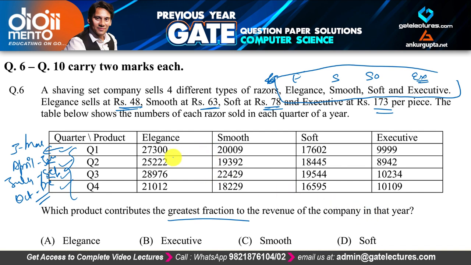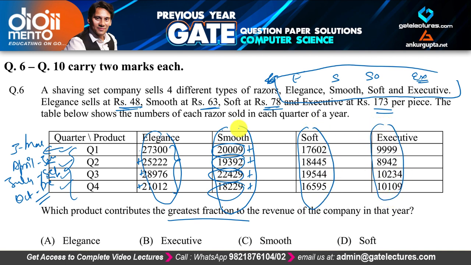So you can see this is the total sales of Elegant. So this plus this plus this plus this, so total sales. The total sales of Smooth will be this plus this plus this plus this. So you have to find the addition of these in this manner, that is in vertical manner. So you can find out the addition of this. And now if you want to find the sales of this, so you can see Elegant sells at the rate of 48. So you add all of them and you multiply it by 48.